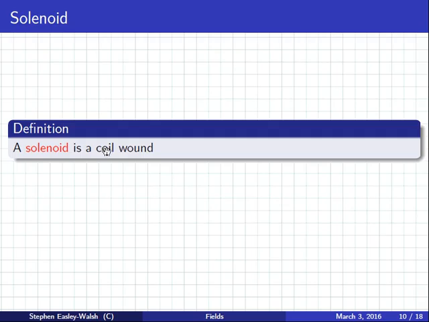A solenoid is a coil wound into a tightly packed helix. If you want to write that down, you can. Helix is the name of the shape. That's a helix. Yeah? Continue? Okay, so that's a solenoid.